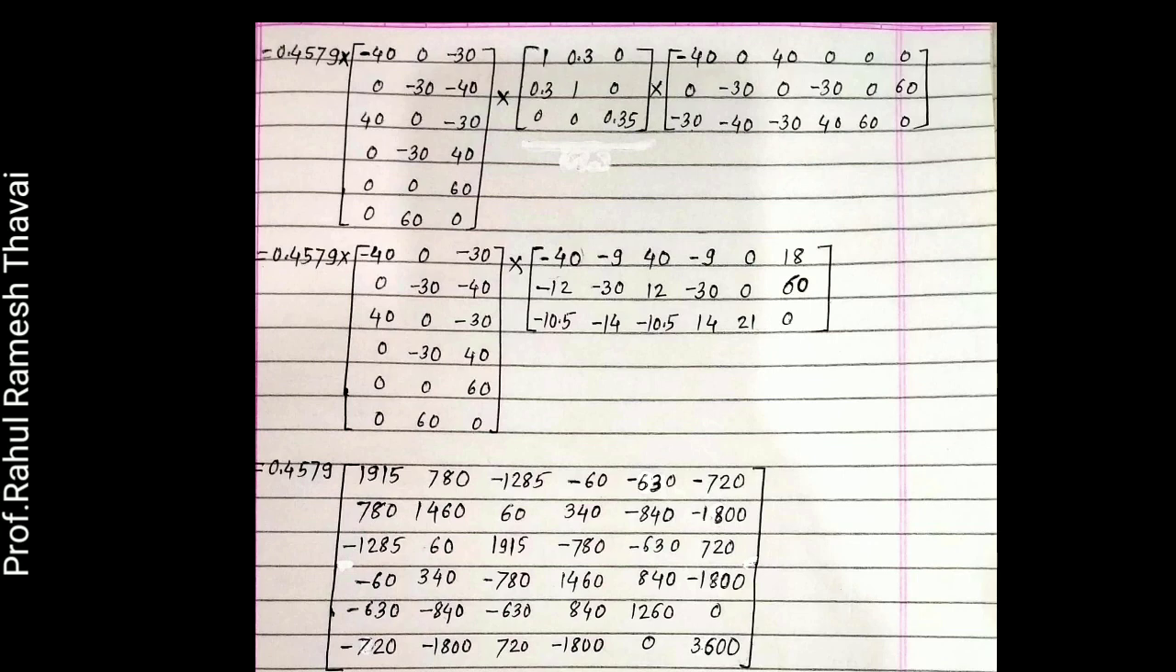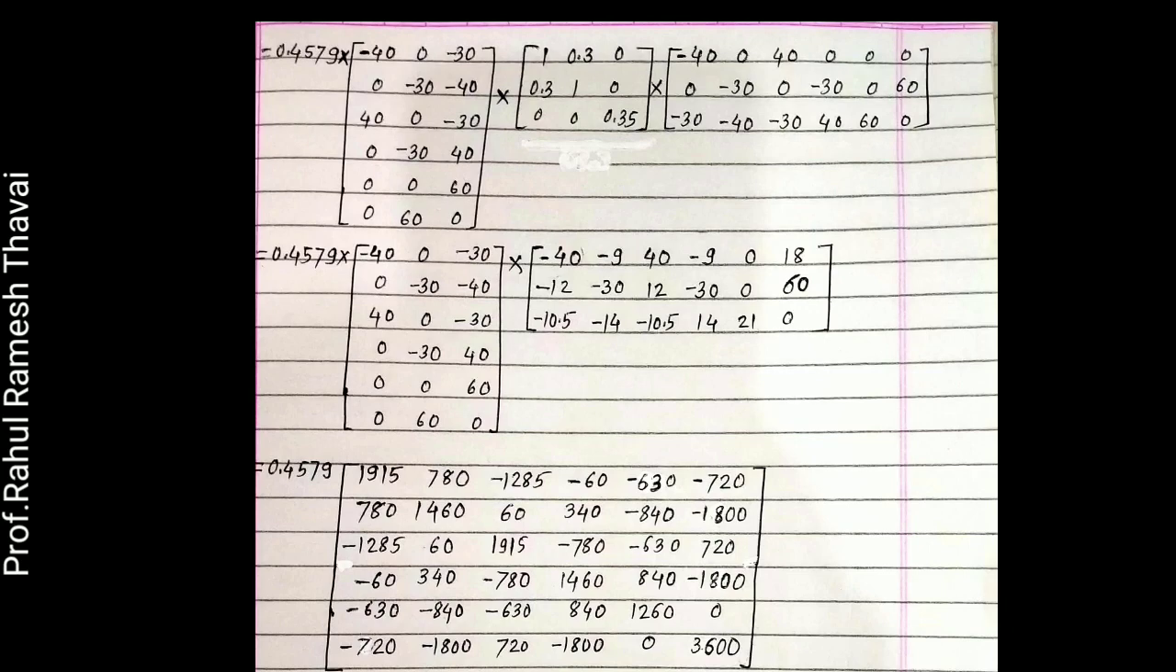Next I will go for third row fifth column, that is 0 into 0 plus 0 into 0 plus 0.35 into 60. So I will get its value equal to 21. Next I will go for third row sixth column, that is 0 into 0 plus 0 into 60 plus 0.35 into 0. So I will get its value equal to 0. Now we will multiply matrix 1 by the product of matrix 2 and 3.